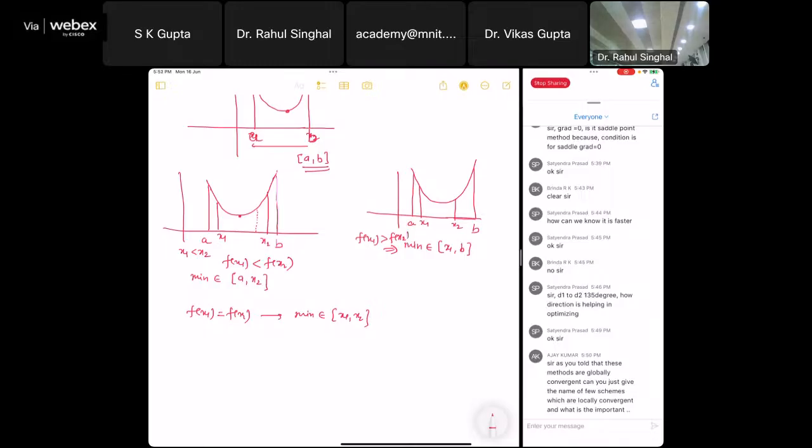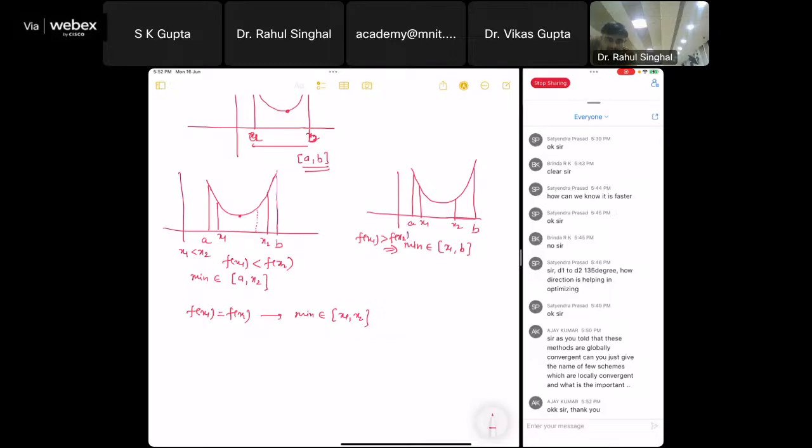And Satyendra, what is your question? For D1 to D2 at 135 degrees, how does direction help in optimizing? Direction plays an important role in optimizing because I told you in which direction one should move so that it is optimal, I mean, in which the value of f decreases. That's why. Right? So, any other question, please?